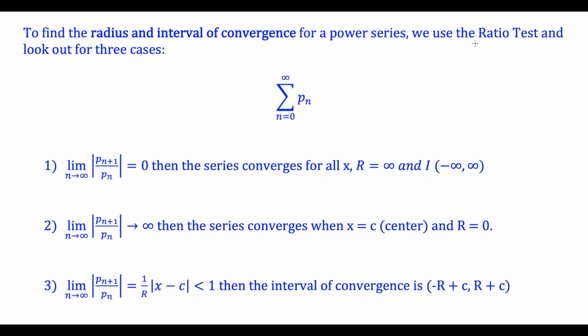So just know, when you want to find the radius and interval of convergence for a power series, you have to use the ratio test. This is a $1,000,000 test for you to know. And just know there are 3 cases that you could run into.